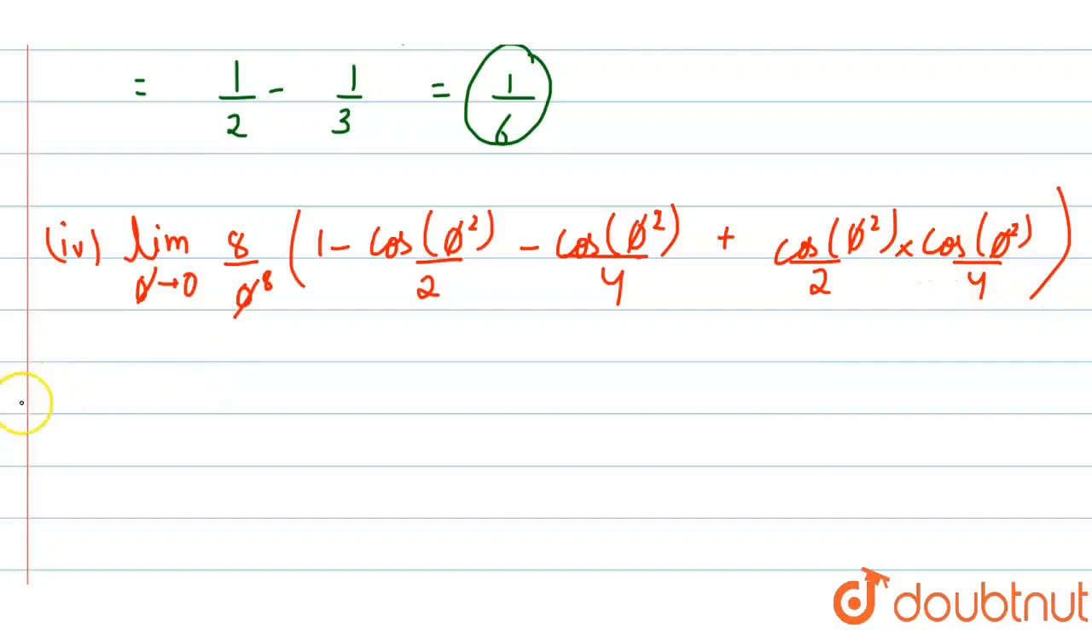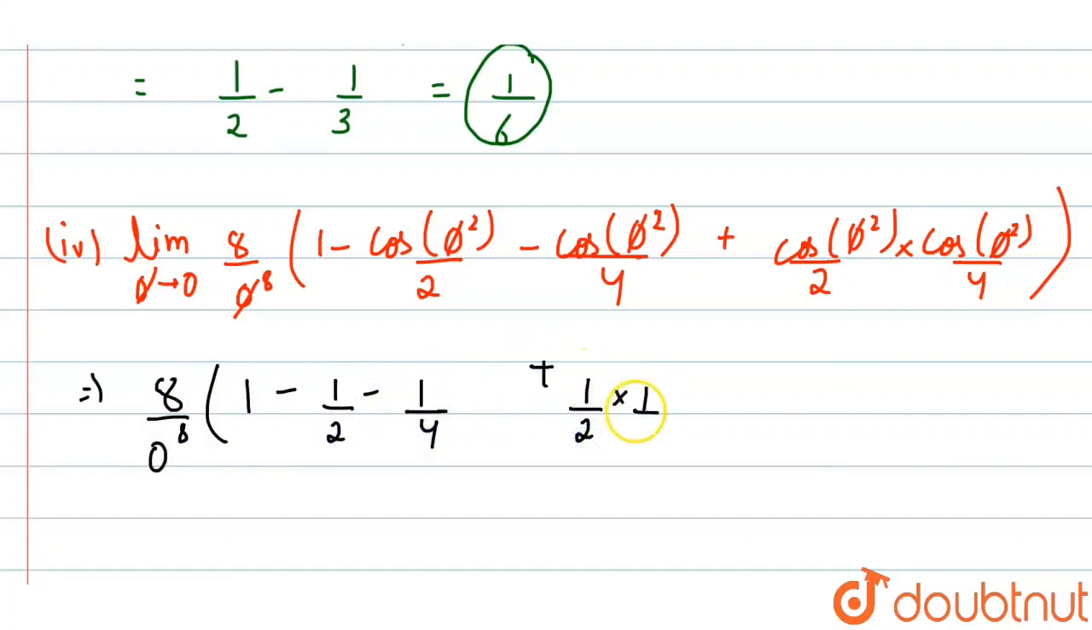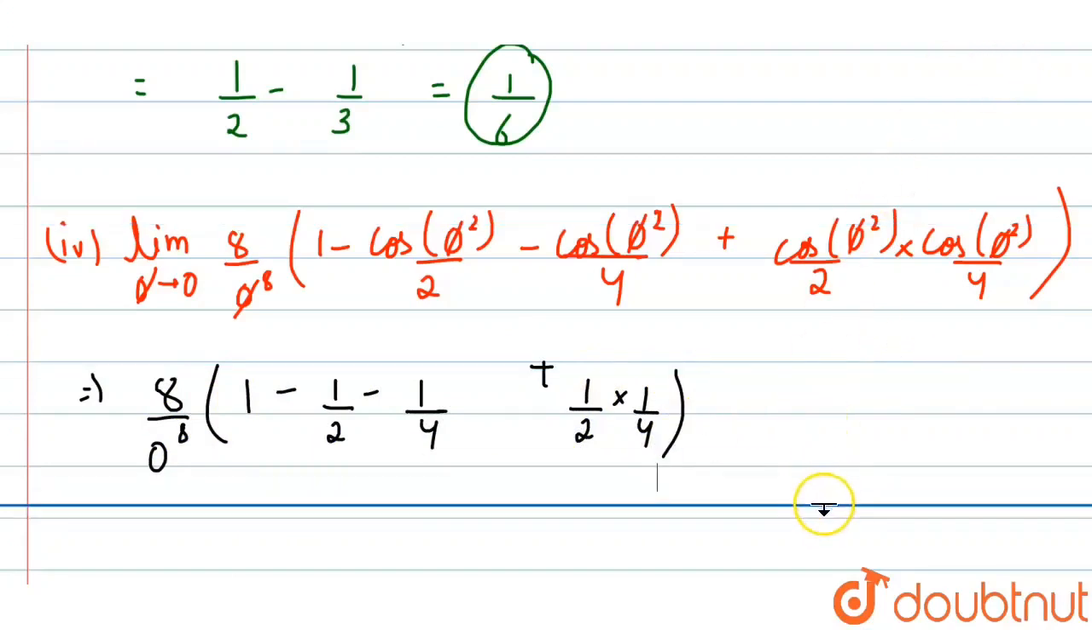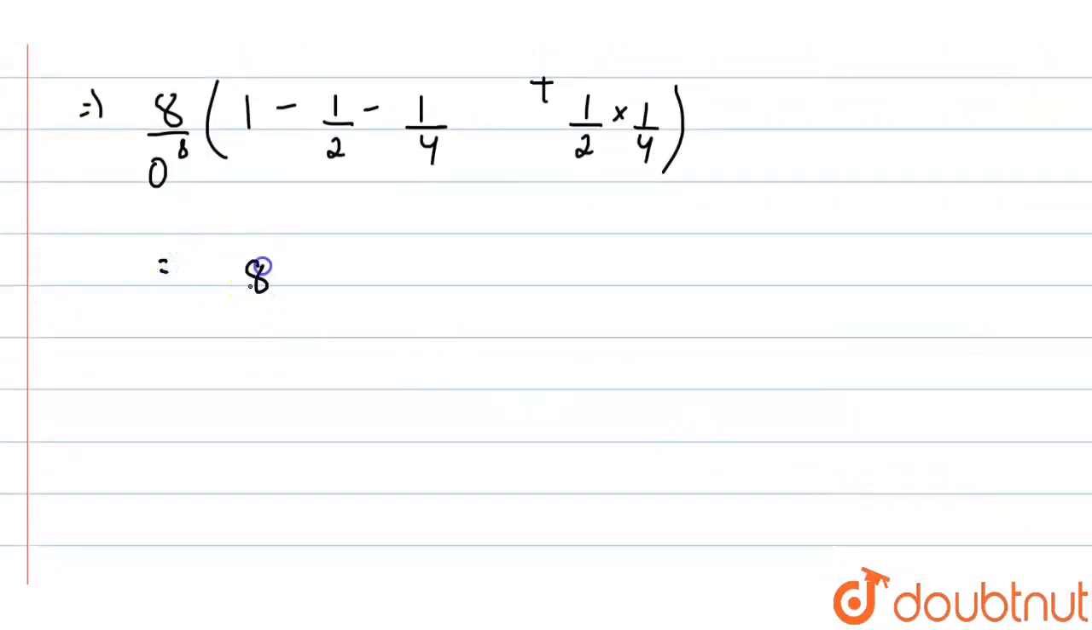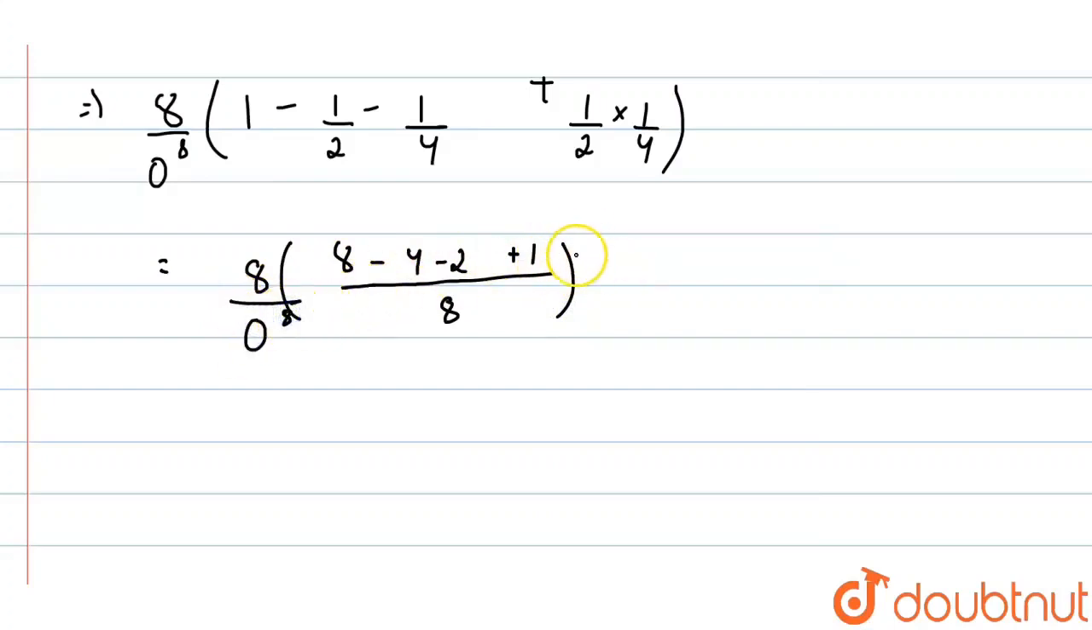So simply here in this question we are going to put the value 0. On putting the value 0 we get 8 upon 0 to the power 8 times (1 minus 1 by 2 minus 1 by 4 plus 1 by 2 into 1 by 4), since cos 0 is equal to 1. On solving, in the numerator we get 8 and in the denominator 8 minus 4 minus 2 plus 1, so we get 3 by 0 to the power 8, which is 3 upon 0, equal to infinity. Therefore the fourth limit is infinity.